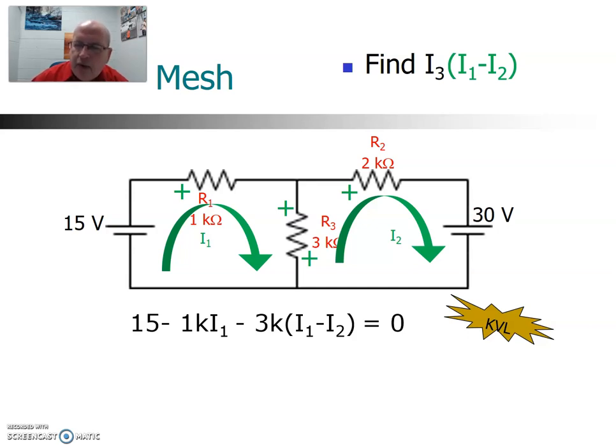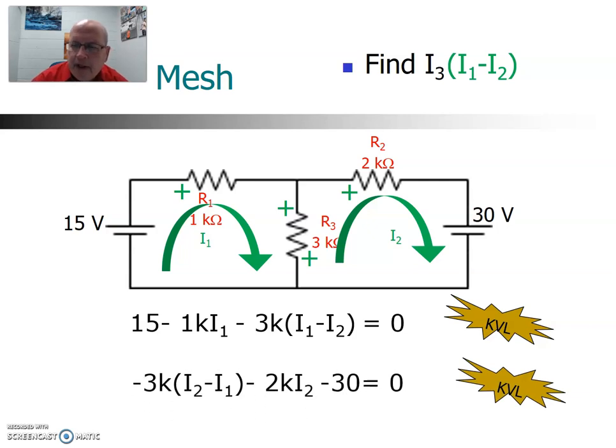Now we repeat that process for the right-hand mesh. Again, doing KVL starting in the lower left-hand corner, we have 3K times the difference between I1 and I2, but because we're doing the second mesh, we looked at I2 first and said I2 is entering the resistor. That would be a positive terminal. We're going positive to negative, so that would be a negative value for the voltage.